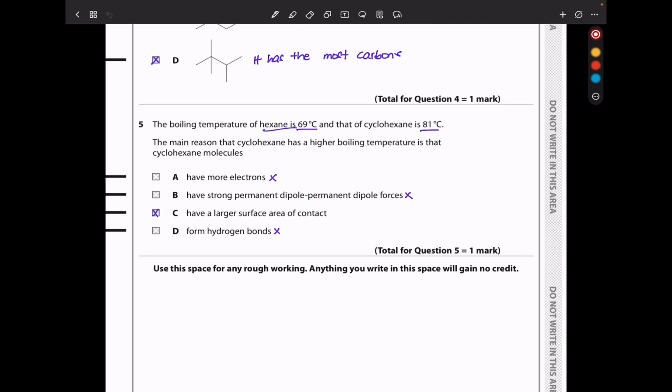In question 5, the boiling temperature of hexane is 69 degrees Celsius, and that of cyclohexane is 81 degrees Celsius. The main reason that cyclohexane has a higher boiling temperature is that cyclohexane molecules, the compounds we're comparing are both alkanes. The number of London forces formed is going to be greater in the one with a higher boiling point, which is cyclohexane, in comparison to just hexane. So the answer should be C.